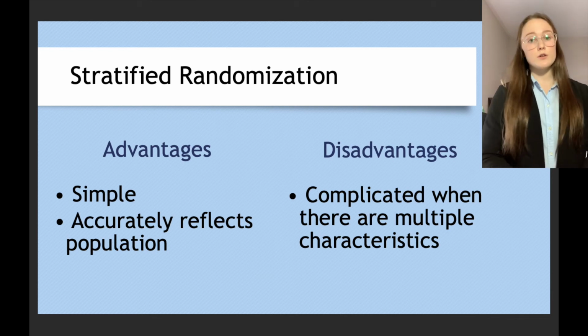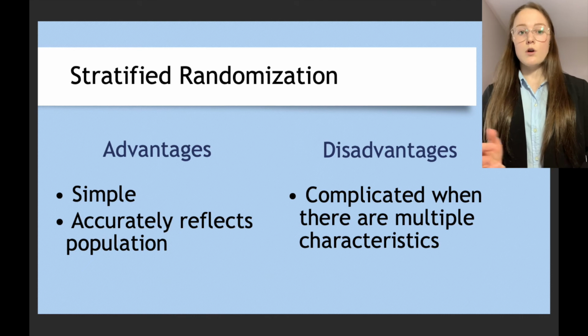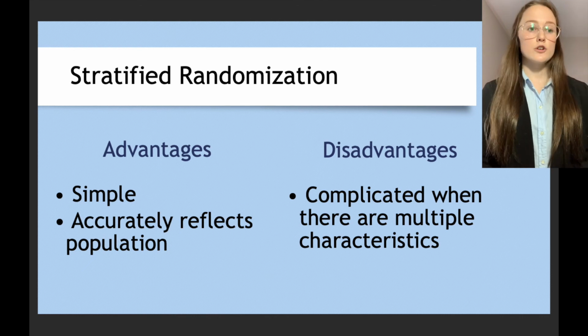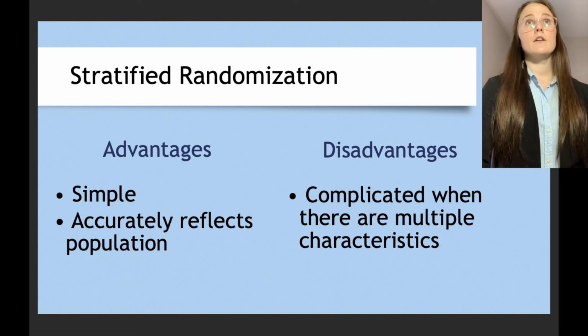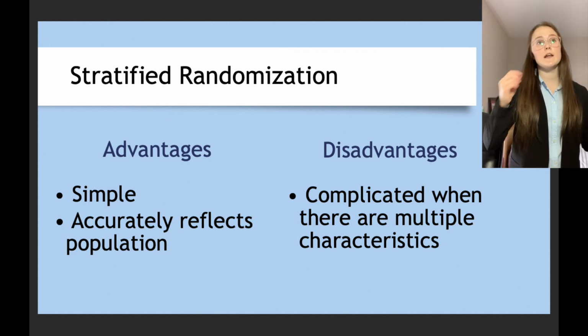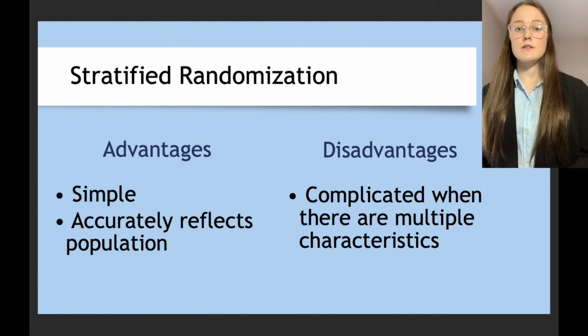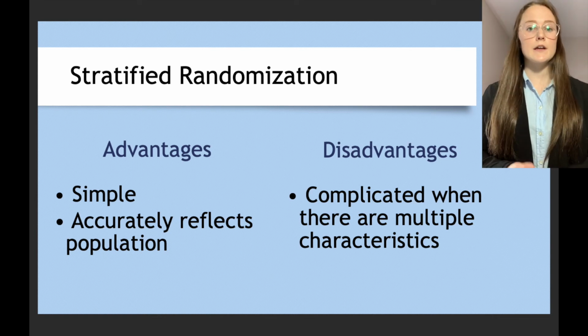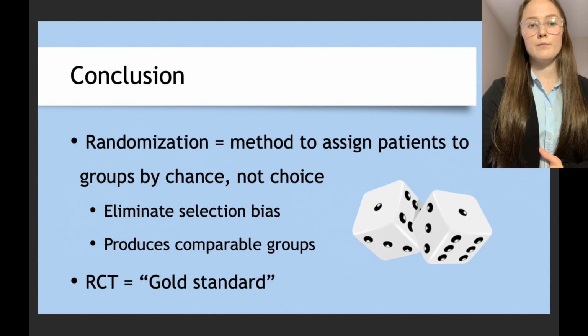This method is also quite simple and easy to implement, and it's sometimes chosen over simple randomization as it ensures that each subgroup is equally represented in the sample. And although this might seem like a better option, it still has its disadvantages as well. One example being that as the number of characteristics increases, it becomes increasingly complex to control for them.